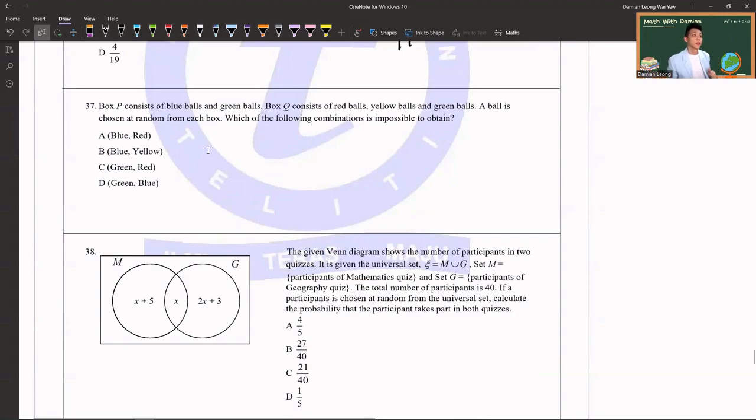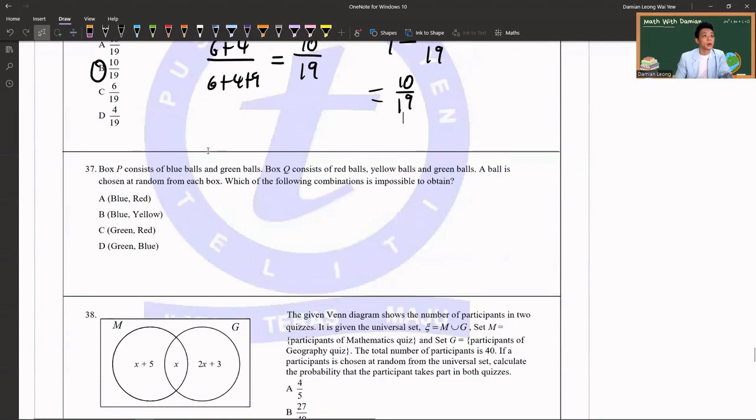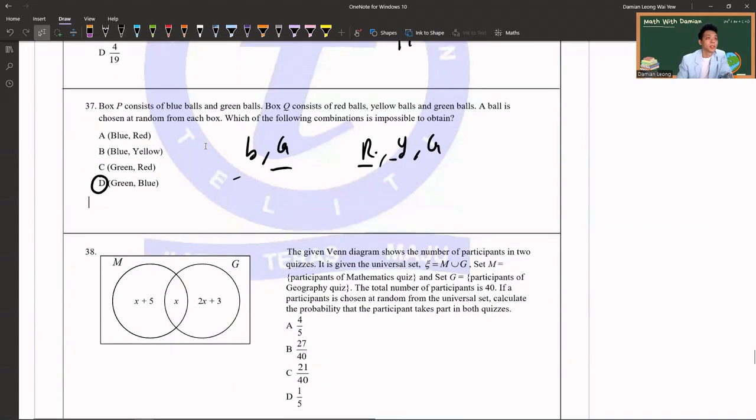Then we have question 37. Box P consists of blue balls and green balls. Box Q consists of red balls, yellow balls, and green balls. A ball is chosen at random from each box. Which is impossible to obtain? I have blue or green for the first box, red, yellow, or green from the second box. Blue, red is possible, blue, yellow is possible, green, red is possible. Green, blue is not, because the second box doesn't have any blue. Answer would be D. Just as simple as that.